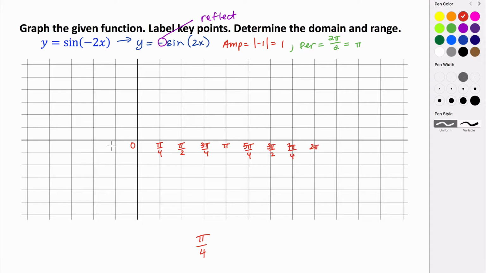And we can label some in the negative direction. Negative pi over 4. Negative pi over 2. Negative 3 pi over 4. Negative pi. And then again, the amplitude is 1. So I'm going to make this 1 here and that -1 here. And it's just been reflected. So let's go ahead and graph this.